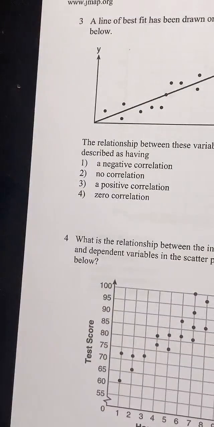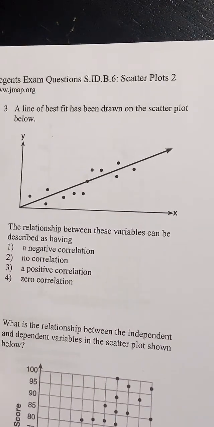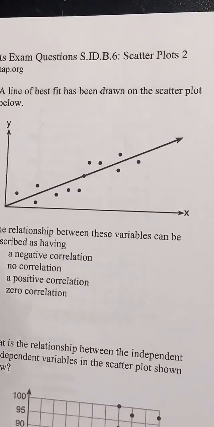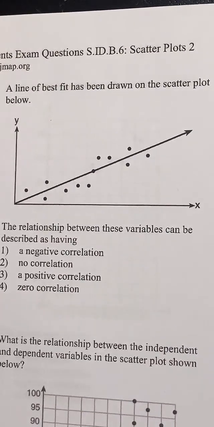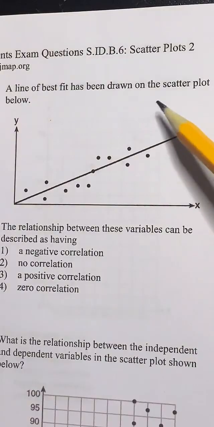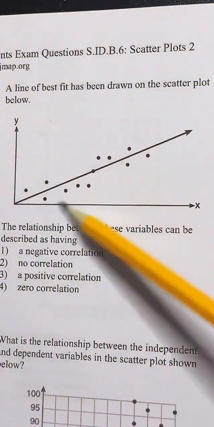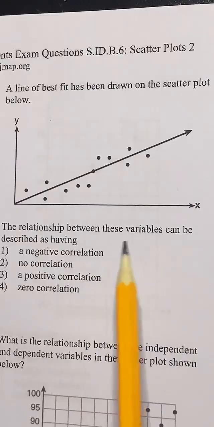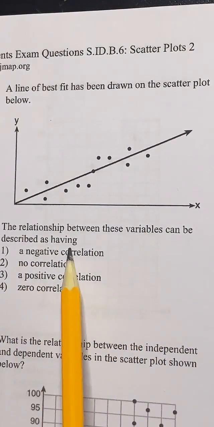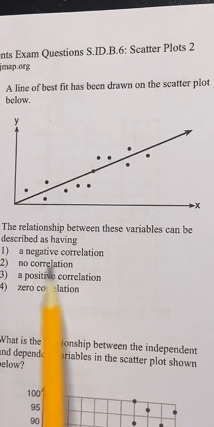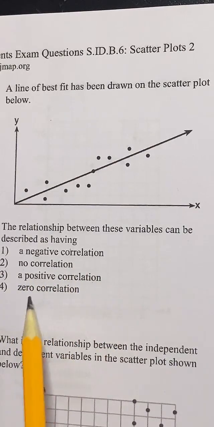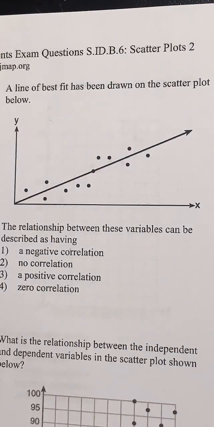All right, so let me chuck that to the side. And let me see if I can zoom into this one for number 3. Or maybe not that much. All right. So for number 3, a line of best fit has been drawn on the scatter plot below. Ta-da! The relationship between these variables can be described as having a negative correlation, no correlation, a positive correlation, or 0 correlation. What do you think? 1, 2, 3, or 4? Or C.